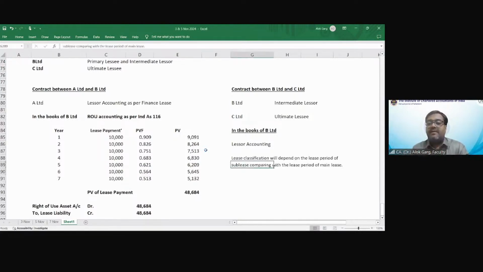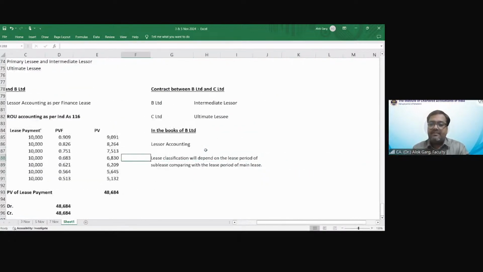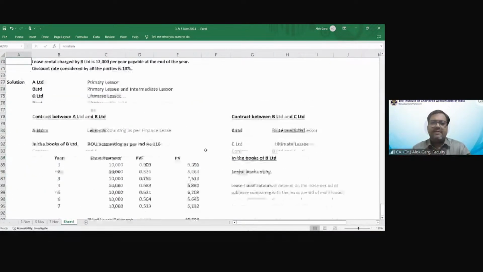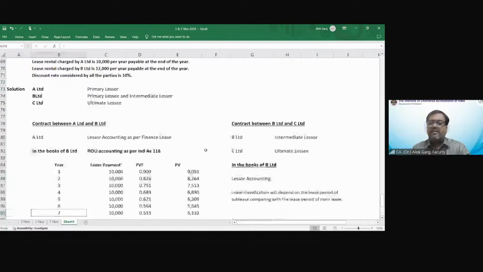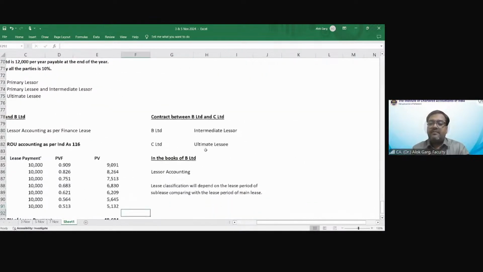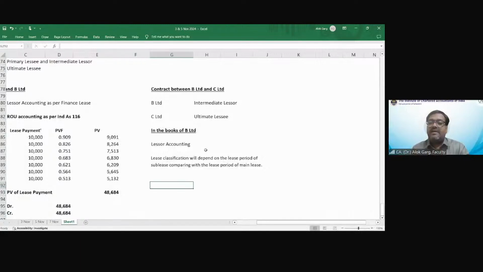For how many years did B get the asset on lease? 7 years. For how many years did B sublease it? 7 years, right? So B subleased 100%, correct? So in this case, it is a case of finance lease. So it is a finance lease.